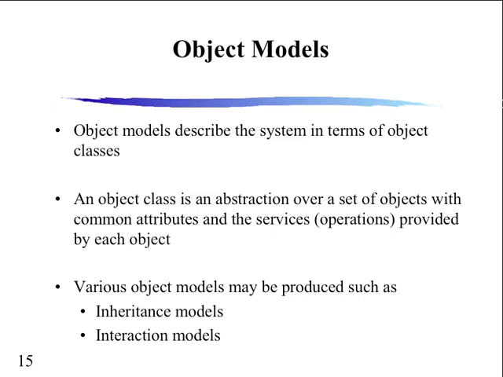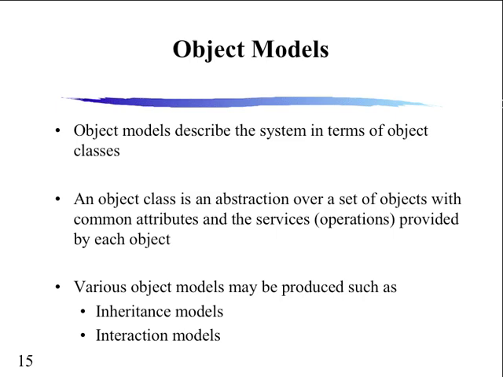In our next lecture, next week, I'll be talking about more object orientation. The models themselves describe the system in terms of the object classes. I described what an object was already. An object class is the abstraction or the set of common object services, the operations, whatever the object is actually going to be providing.